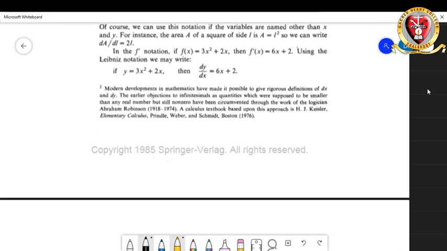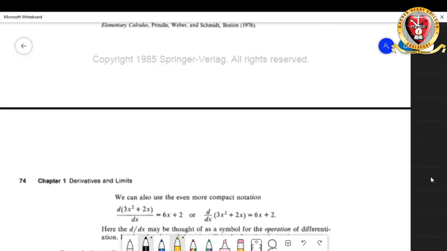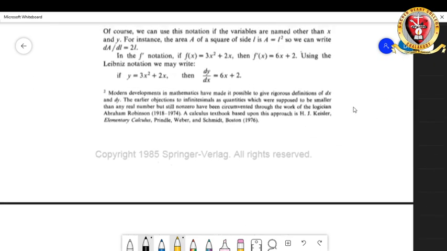The next example, you can work out: if the function is 3x squared plus 2x, then you have to find the derivative. You know what the derivative is, find it. That will be 6x plus 2.